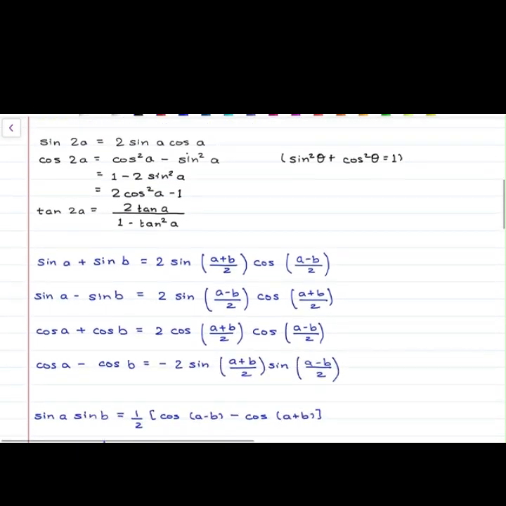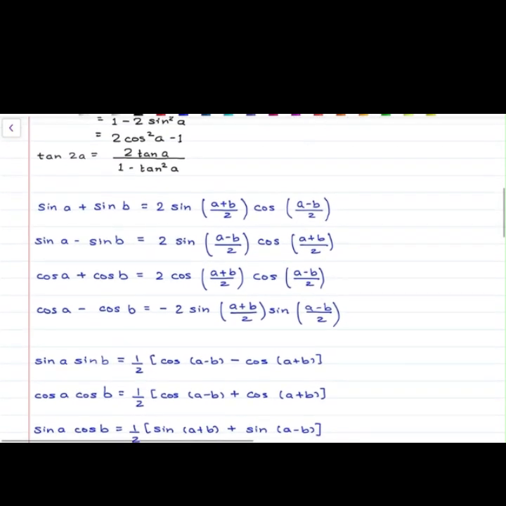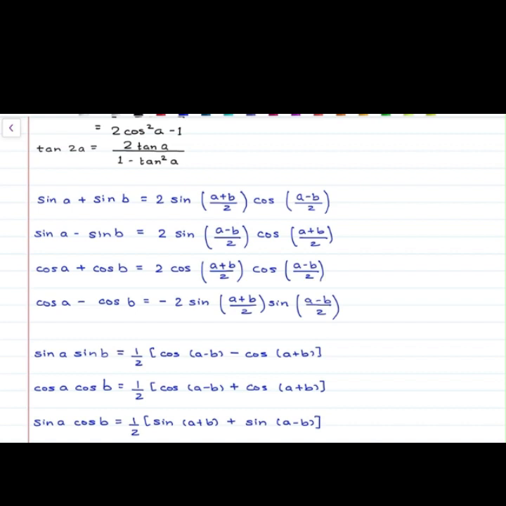Then we have double angle formulas, that is sine 2a is 2 sine a cos a, cos 2a is cos square a minus sine square a, and if we use the identity and substitute 1 minus sine square a in place of cos square a, then you will get 1 minus 2 sine square a, and in place of sine square a, if you put 1 minus cos square a, then you will get 2 cos square a minus 1. So it's just substitution, not much, it's simple. Then we have tan 2a, which is 2 tan a divided by 1 minus tan square a. Okay, this you should know.